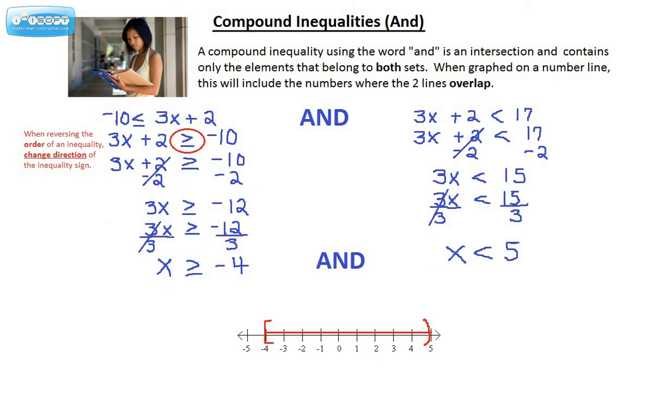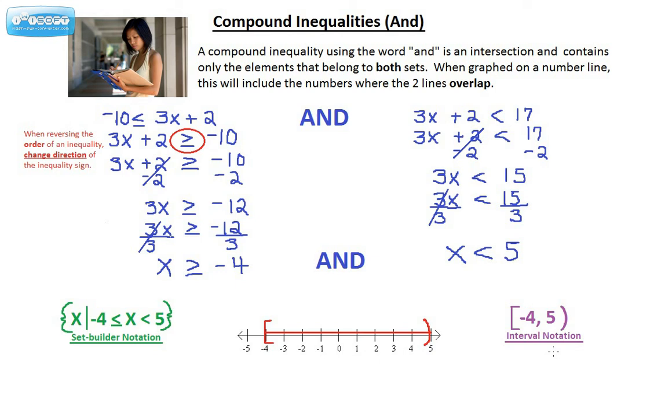This is the final graph of this compound inequality. On the left, we have our solution written in set builder notation. When the variable is in the middle between the two inequality signs, this shows that x is a range of numbers. Because the inequality closest to negative 4 has an equal, negative 4 is included, but 5 is not included.